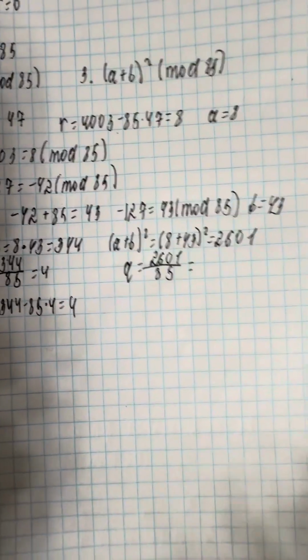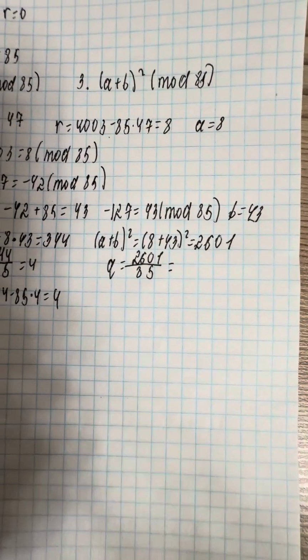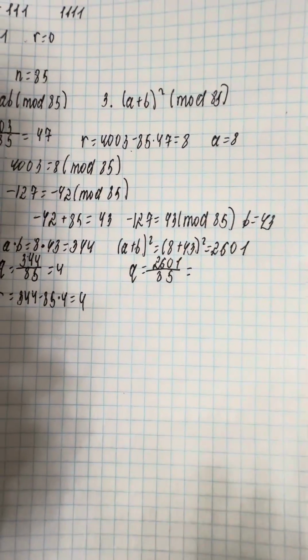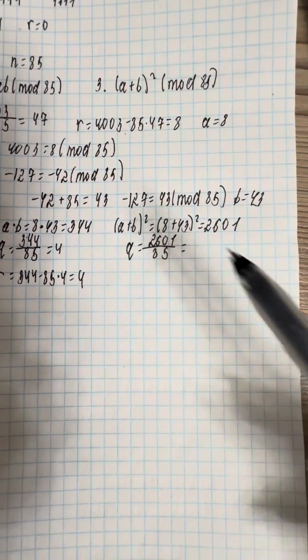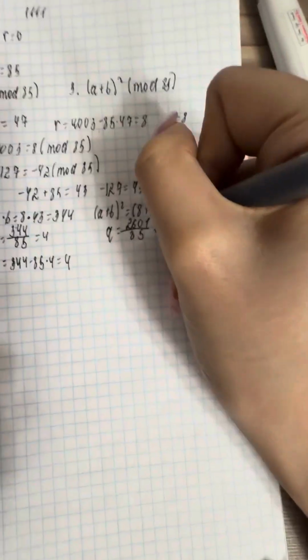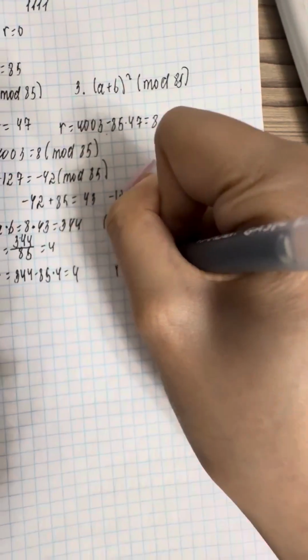And last one, square of calculations equal to 2601, and when we find the q and divide it by 85, this is equal to 30, and the remainder is equal to 51.